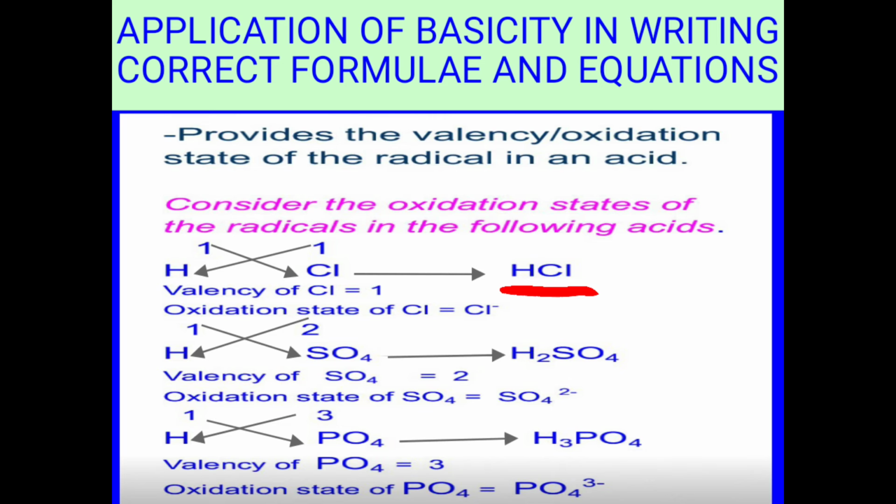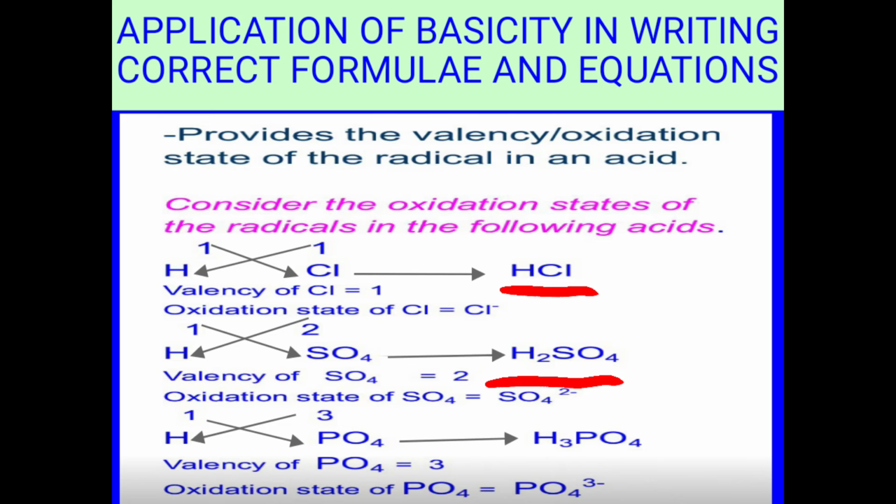Okay, now let us move on and look at another acid. Let's look at sulfuric acid. Here the sulfate has an oxidation state of 2, and the valence of that sulfate is also 2. When you cross it with that of hydrogen, we end up getting the formula H2SO4. I think you can see that the valence of the radical in the acid is passed on to the hydrogen. So we come up with that formula.